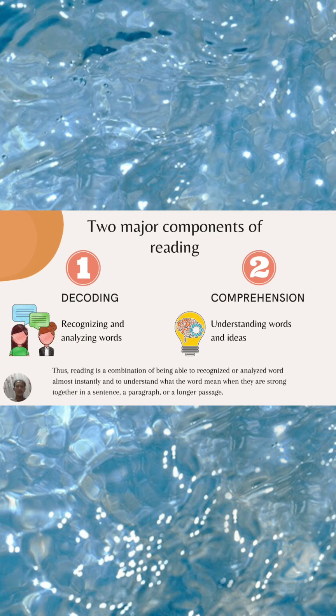There are two major components of reading. First, decoding: recognizing and analyzing words. Second, comprehension: understanding words and ideas. Thus, reading is a combination of being able to recognize or analyze words almost instantly and to understand what the words mean when they are strung together in a sentence, a paragraph, or a longer passage.